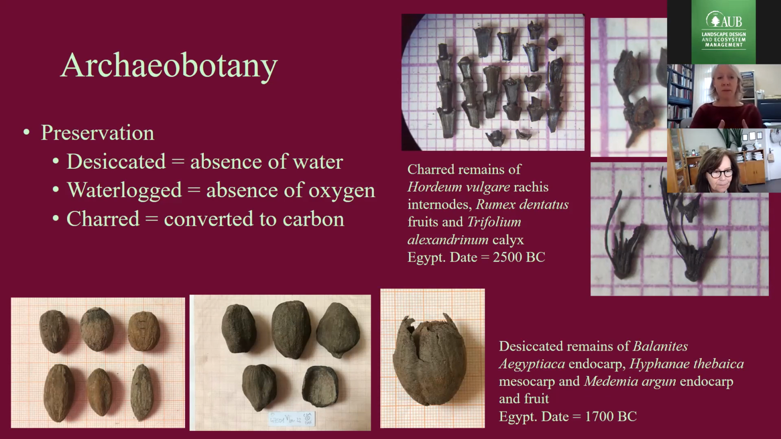The most common method of preservation is by charring, where plants are converted to carbon by fire. As you can see from the image on the screen, the desiccated remains just look like dried up old bits of fruit and fruit stones. But preservation by charring also preserves the shape of the seeds, particularly if it's in a low oxygen environment.